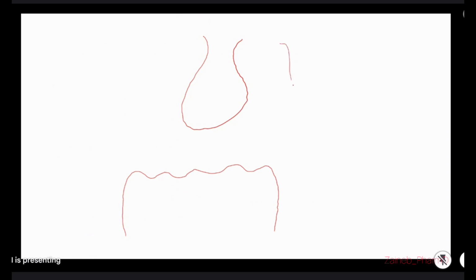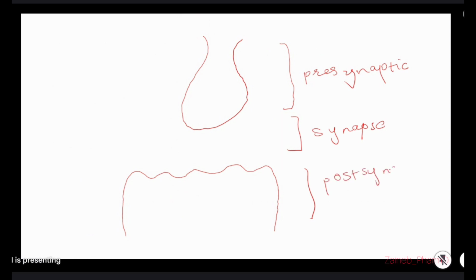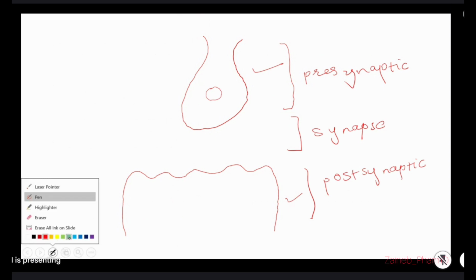So this is the presynaptic component. This is the synapse. And this is the postsynaptic component. The presynaptic component is the motor nerve ending, here is the synapse, and the postsynaptic component is the muscle fiber of the voluntary muscle, say for example the bicep. In the presynaptic nerve ending, we have certain vesicles which store the neurotransmitter called acetylcholine.